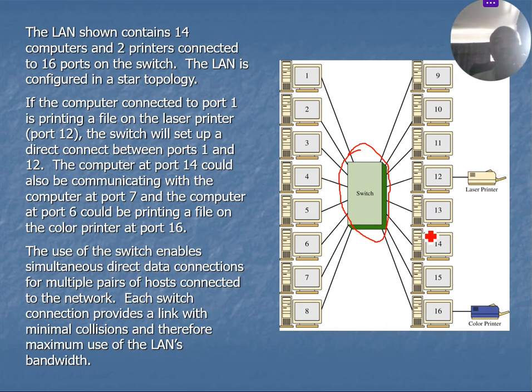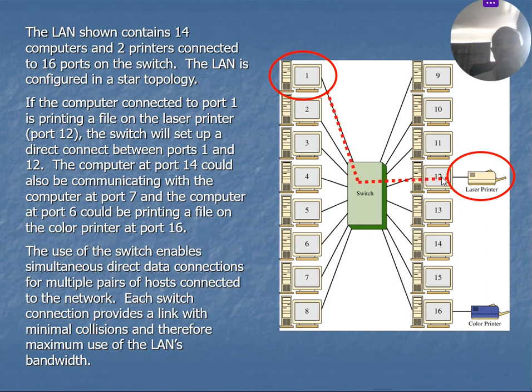Now this LAN is configured in the star topology, like we've said. Now the computer connected to port 1, let's take a look at this. This computer connected to port 1 is printing a file on the laser printer. It sends the file through the switch, and the switch sends it to port 12 where the laser printer is connected. So it's printing a file on the laser printer on port 12.